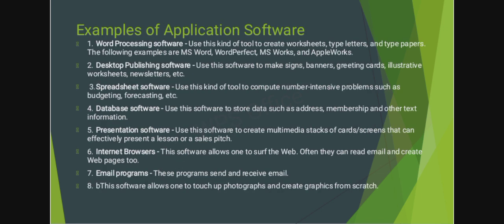Examples of applications. Number 1, word processing software. Use this kind of tool to create worksheets, type letters, and type papers. The following examples are MS Word, WordPerfect, MS Works, and Apple Word. Number 2, desktop publishing software. Use this software to make signs, banners, greeting cards, illustrative worksheets, newsletters, etc.